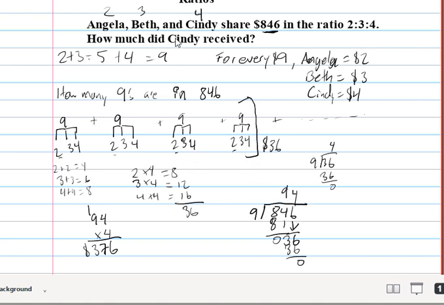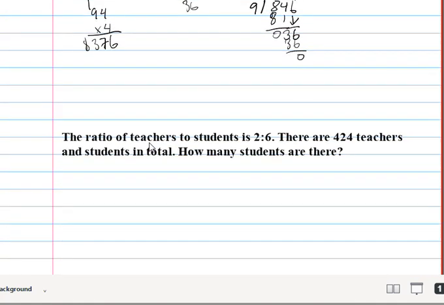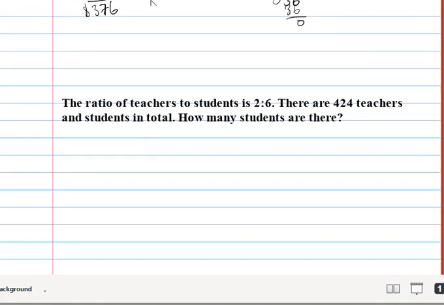All right. And then to find out Beth, I could do the same thing. I could go 94 times 3, because in those 94 groups of 9, there's $3 for Beth. All right. Now let's look at this one. Let's pull it up some more.